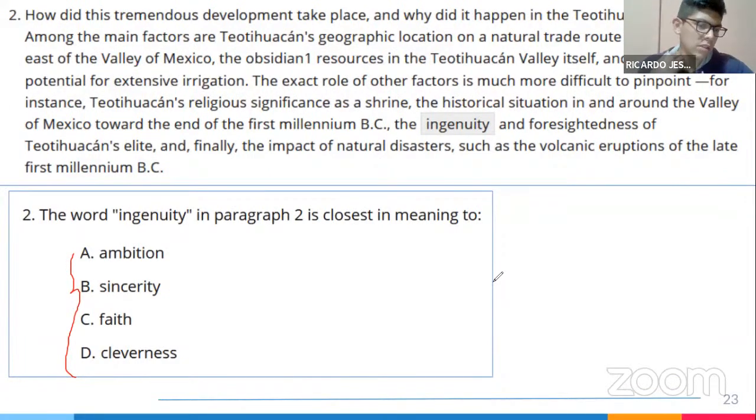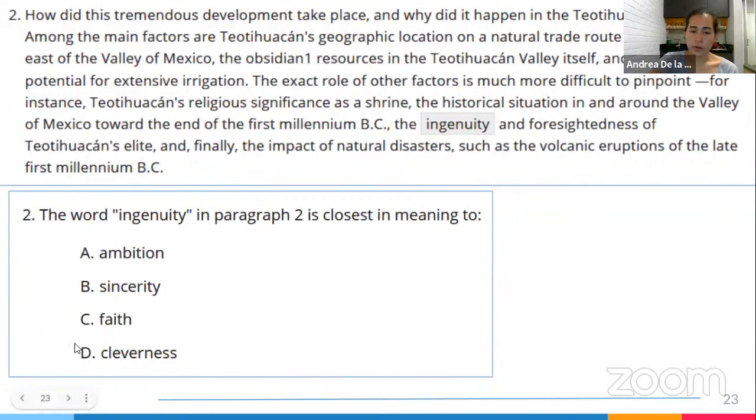It could be cleverness. Okay, good. Cleverness, Steve. How sure are you? Are you 100% sure that it's cleverness? I think everyone is going for D, right? Cleverness. Are you guys totally sure that cleverness is the only synonym out of these 4 options for the word ingenuity? Yes? Okay, I see some of you guys are nodding.